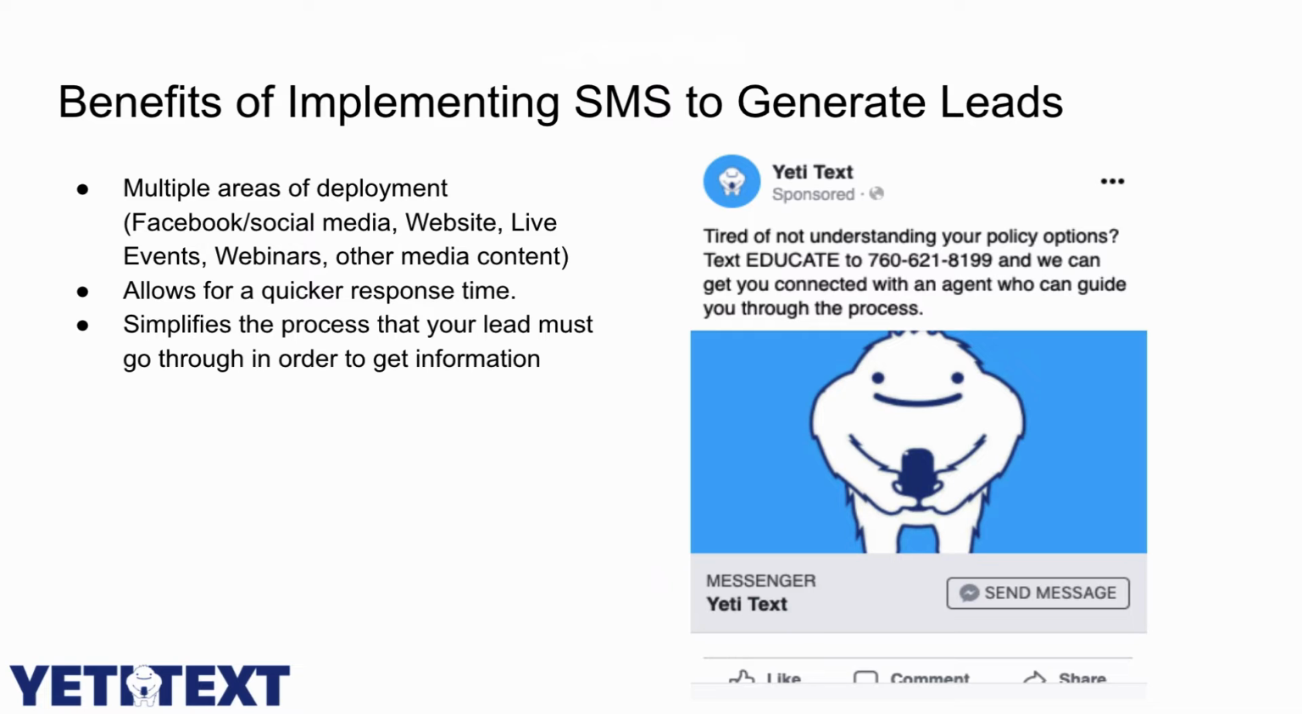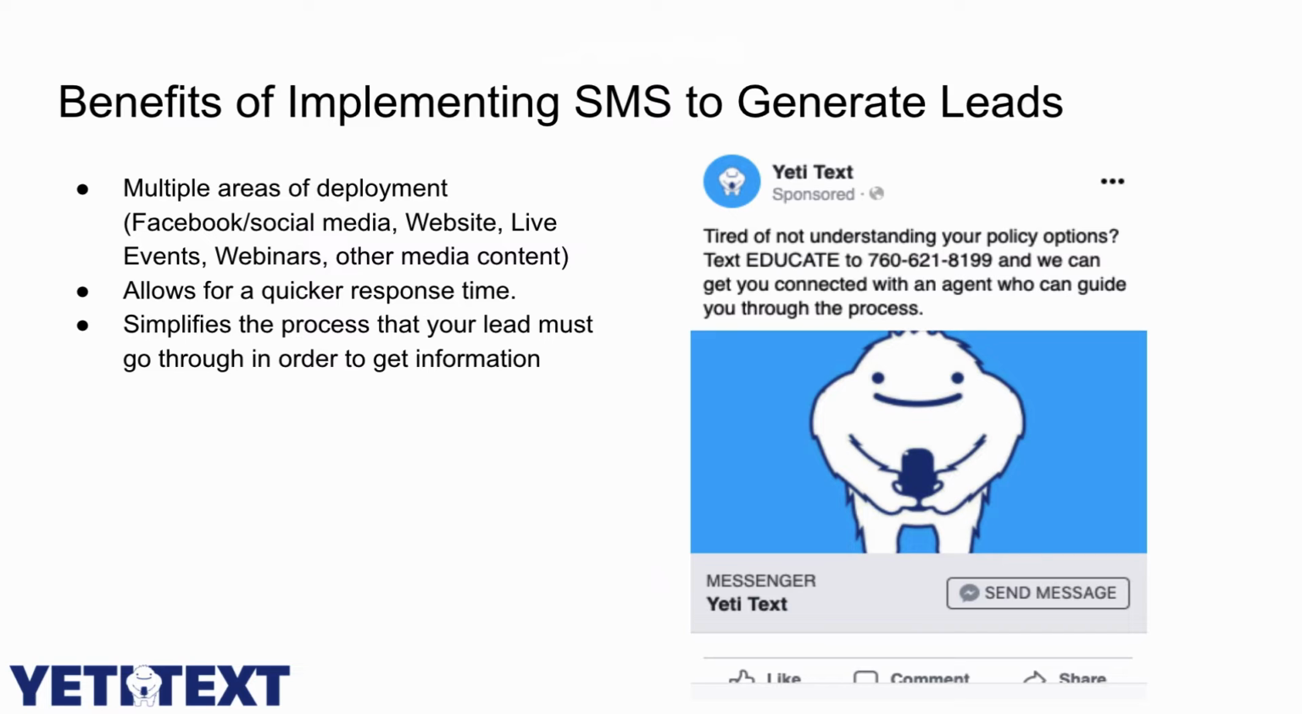One thing that makes it so simple is you're always just dealing with a keyword and your phone number. I have an example here from a Facebook ad, just something simple that has my call to action in it, saying text educate to a phone number, and we'll get you connected with an agent. So that's basically how simple it can be to set that up.